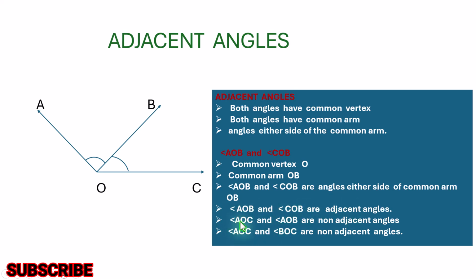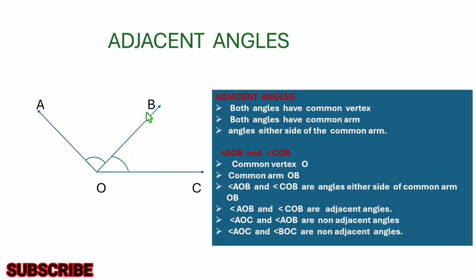Consider angle AOC and angle AOB. The first two properties hold: both angles have a common vertex, and both angles have a common arm, OC. But the third property does not hold. Angle AOC and angle AOB do not lie on either side of the common arm. So angle AOB and angle AOC are non-adjacent angles.